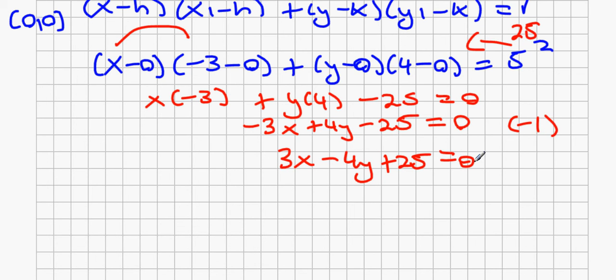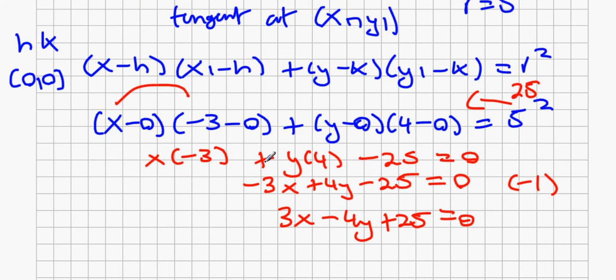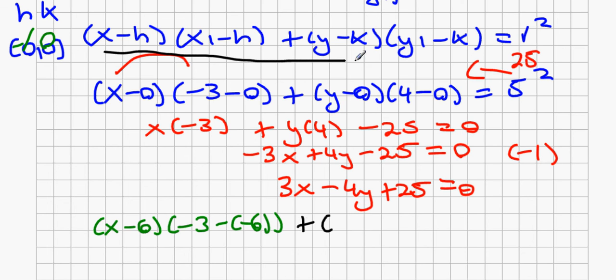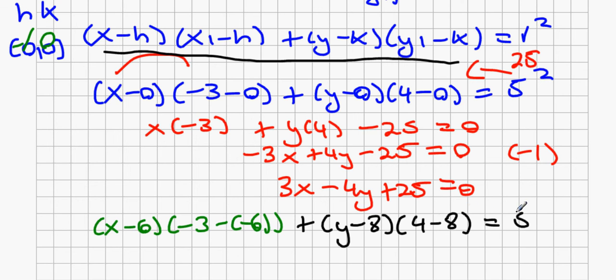Now, if we were to do this with 0, 0, and instead we wanted to do it with 6 and 8, so minus 6 plus 8. So what we would have had here would have been x minus 6 minus 3 minus minus 6 in brackets. We would have had plus y. I'm just using this formula again, and I'm going to use 6, 8 this time. So y minus 8, y1, 4 minus 8 equals 5 squared.